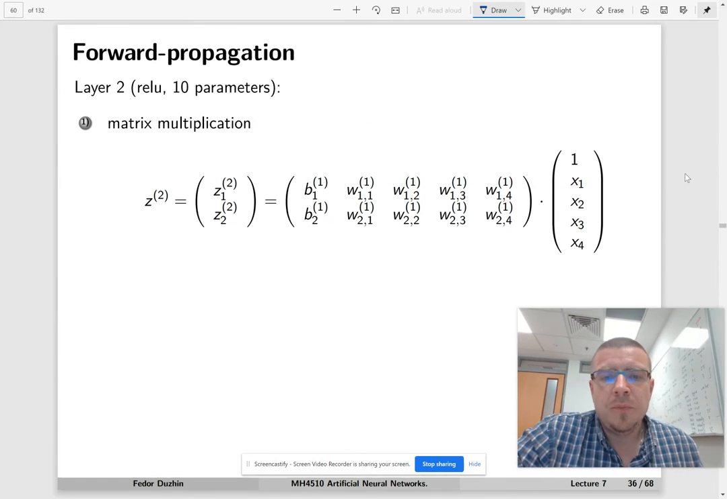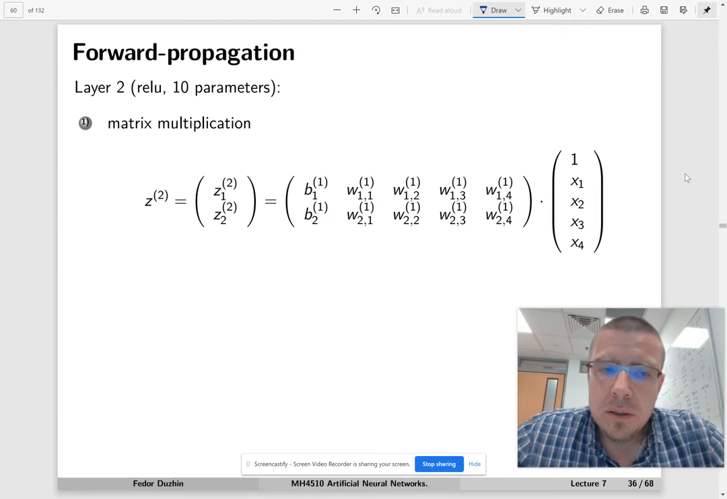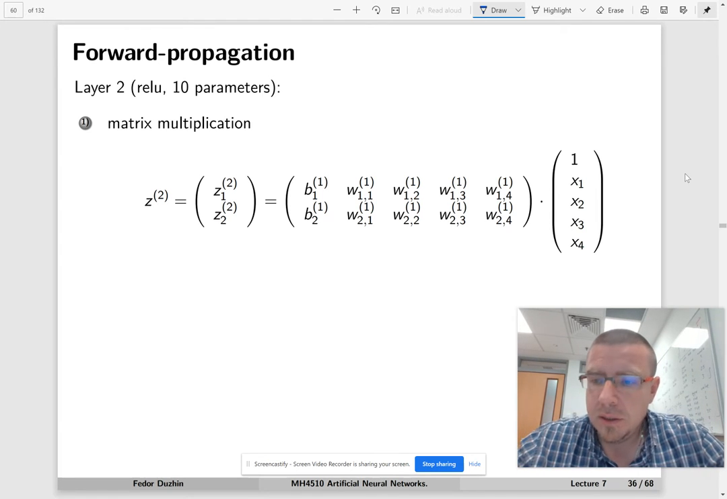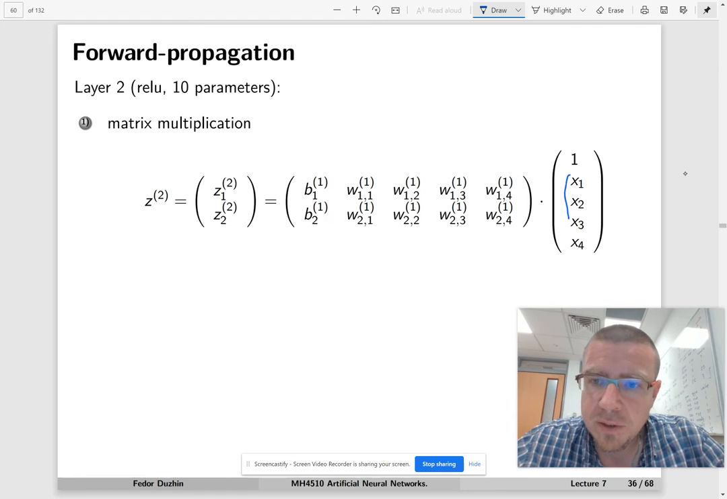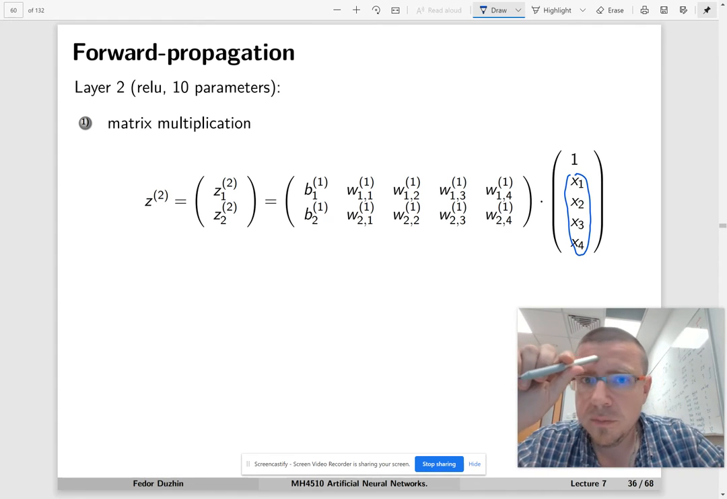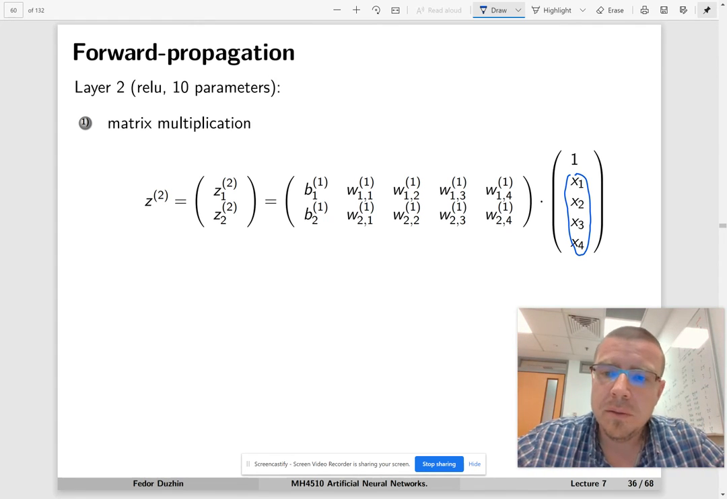Okay, so the process according to which a neural network makes its predictions is called forward propagation. So let us look at this forward propagation one more time. In this case, notice that the input is four-dimensional, right? So our input belongs to R4.